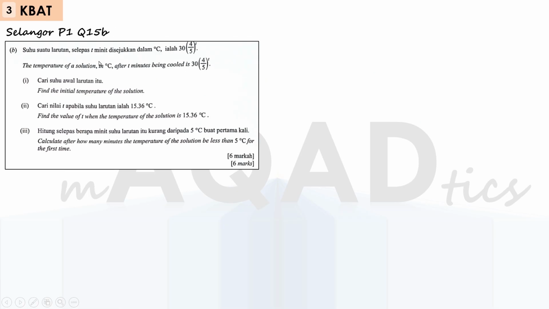Alright, the last question of this video. So here we have a temperature of a solution in Celsius after being cooled is around this value. Okay, so it is influenced by the value T, T minutes after it's being cooled. So let's find the initial temperature of the solution, which means the beginning of this experiment, which is T equals to 0. Alright, so here for part 1, we just sub T with 0. Okay, and we'll find the answer, which is 30 Celsius.